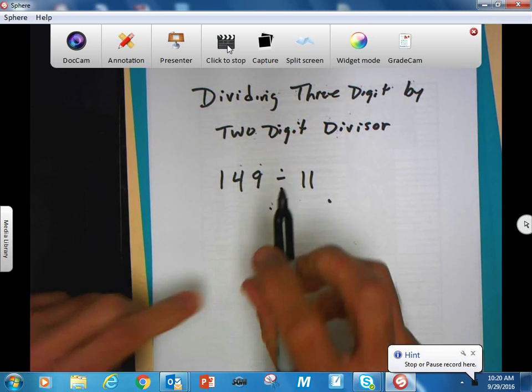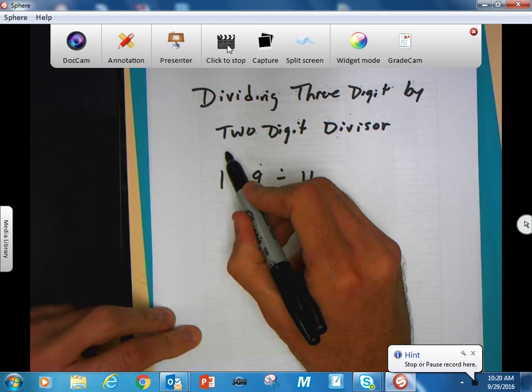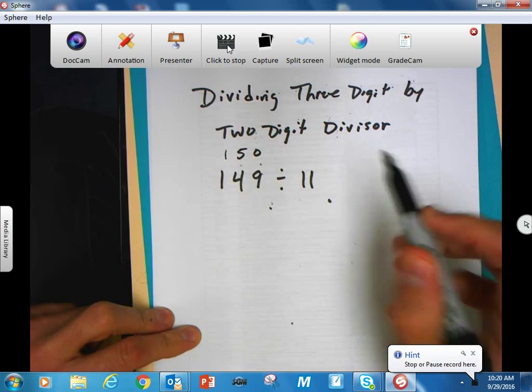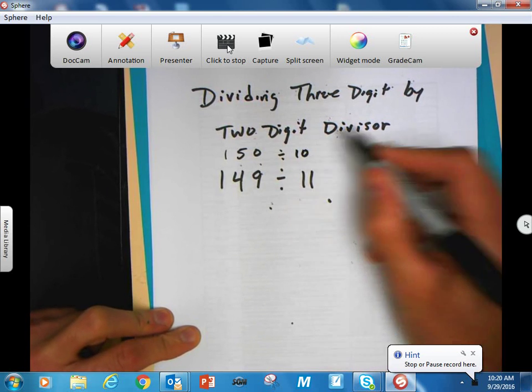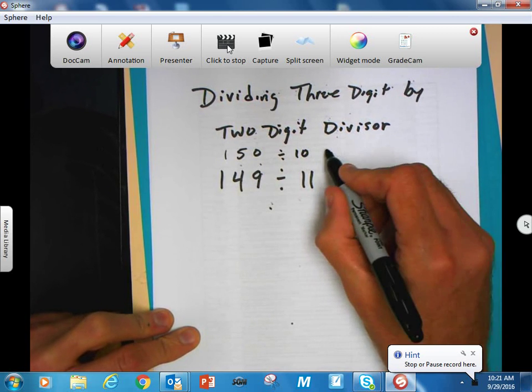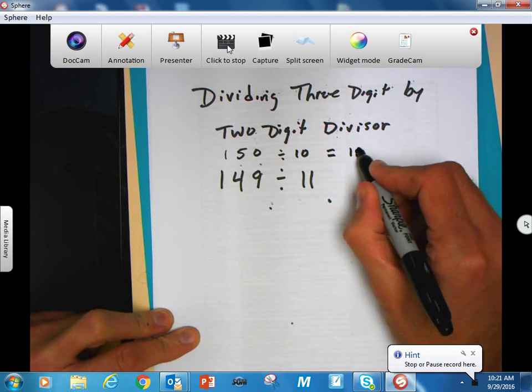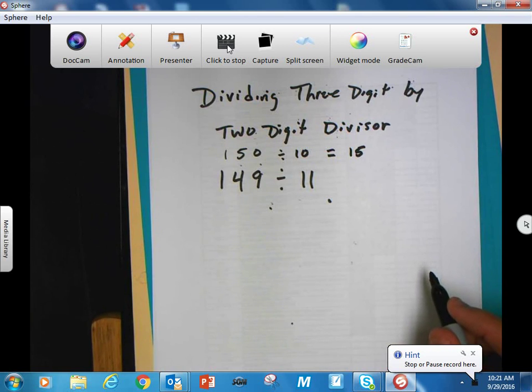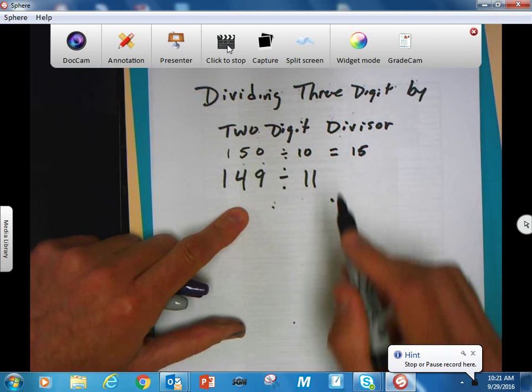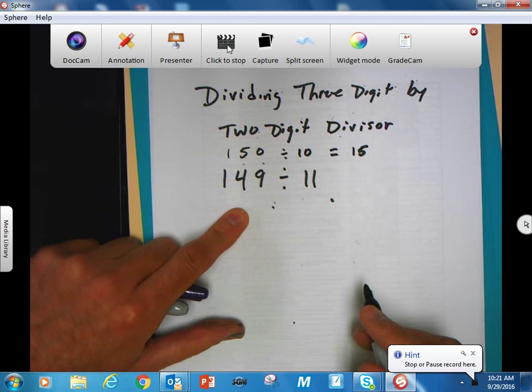I know that 149 rounds to 150. I know that 11 rounds to 10. 150 divided by 10 equals 15. I already have a ballpark answer. I know my answer is close to the number 15. I know that I can fit about 15 11s into 149 based off this estimate. Now, it may not be exactly 15, but it's about.